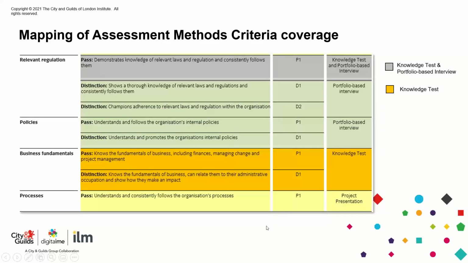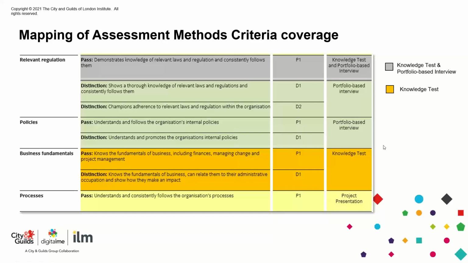Okay, now we can have a look, for instance, at relevant regulation. You can see the pass 1 will be tested as part of the knowledge test and the portfolio-based interview, while the 2 other criteria, the 2 distinctions, D1 and D2, just in the portfolio-based interview.